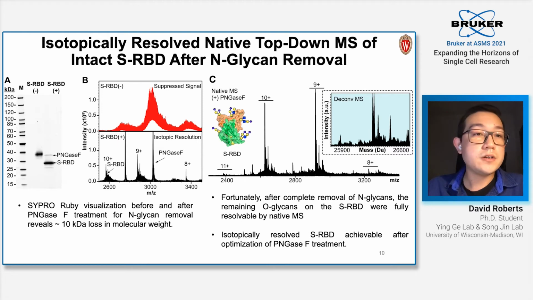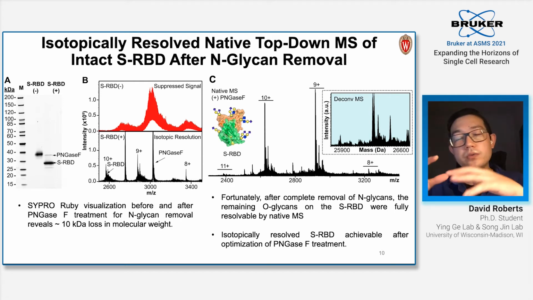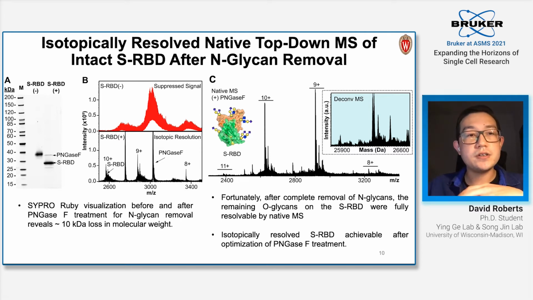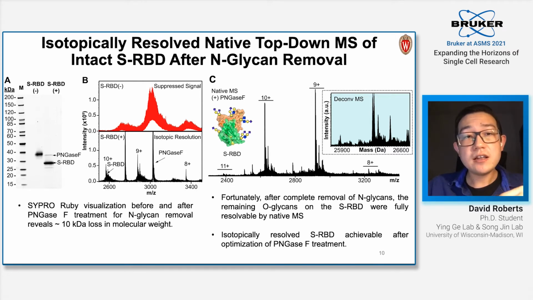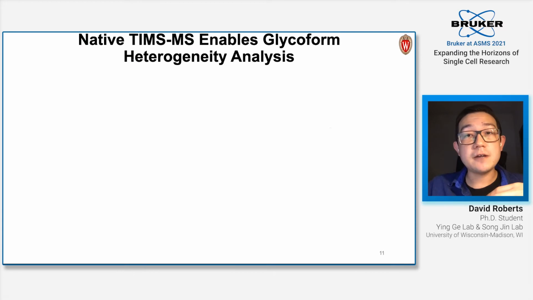It's actually quite an important point here to stress how complicated even just these receptor binding domain proteins are on the SARS-CoV-2 spike, because even without removing the N-glycans, you actually see in the top left that there's a huge heterogeneity spread of various glycoforms that makes analysis rather challenging. And so after removing these N-glycans and being able to resolve this natively, we move over into the native TIMS MS analysis to try to wrangle in some of this glycoform heterogeneity.